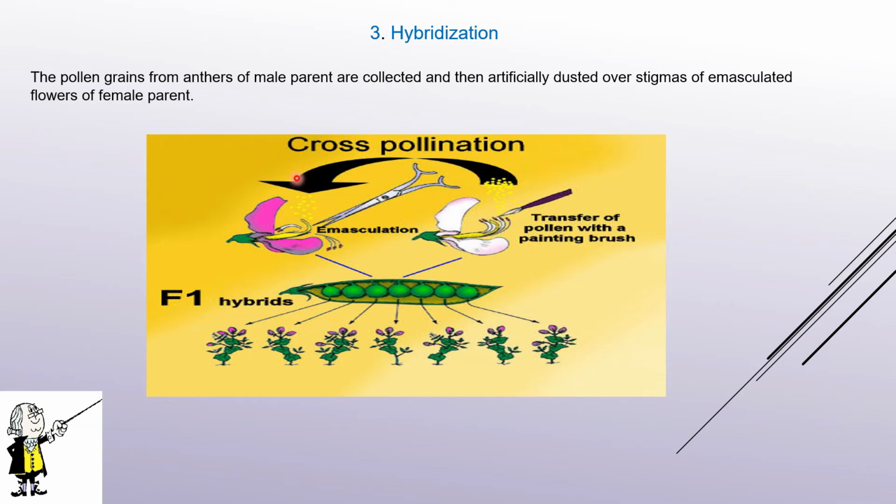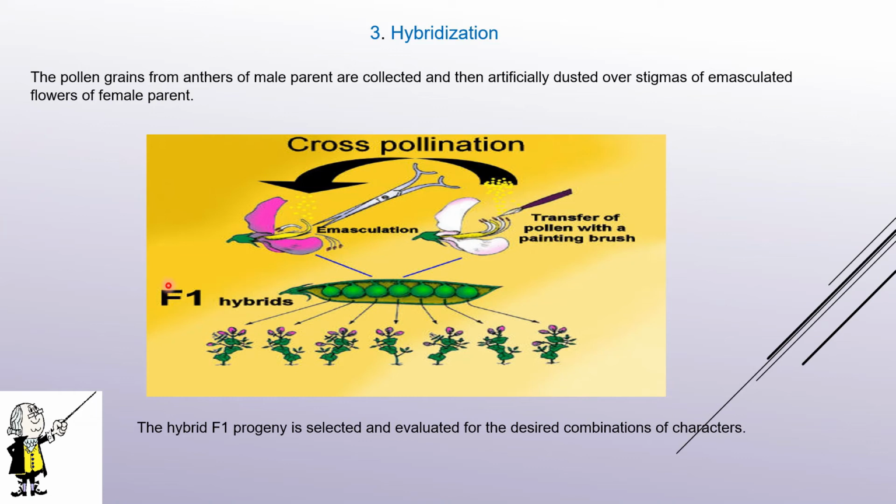And this process is called cross pollination. Once the pollination is done, I would be getting the F1 hybrid. Why the word hybrid? Because it is of two different genetic makeups mixed together to give you an F1 hybrid. So this is about hybridization, which involves cross pollination. The F1 hybrid progeny is selected and evaluated for the desired combination of characters.